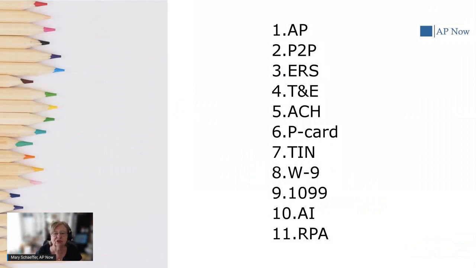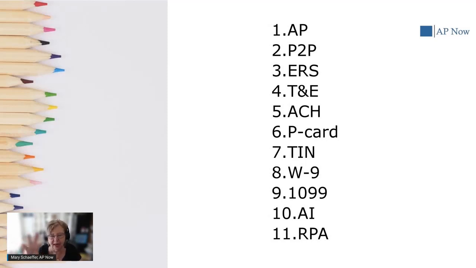Okay, clearly the first one is an easy one, AP. I'm sure everybody got accounts payable. Let's move on, P2P. Many of you may know it as peer-to-peer, but in the accounts payable world, we call it purchase to pay, procure to pay, something like that. Number 3, ERS, evaluated receipt settlement.